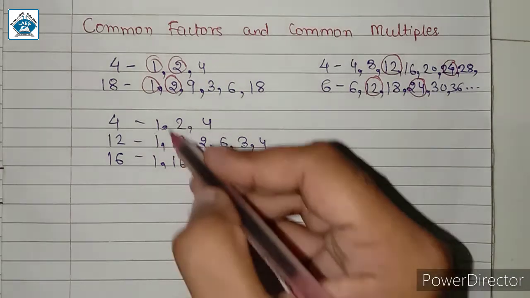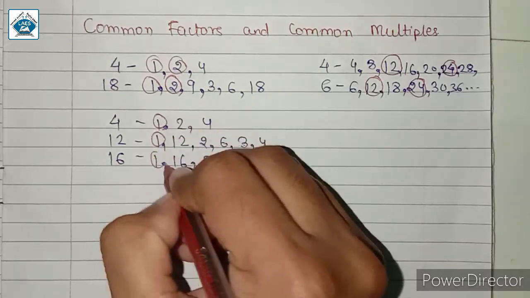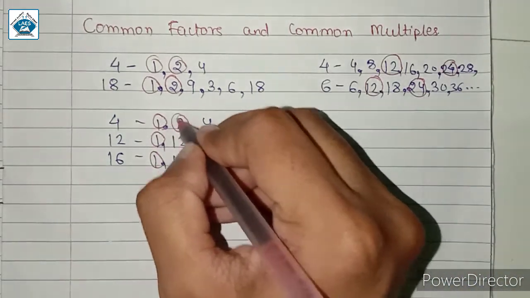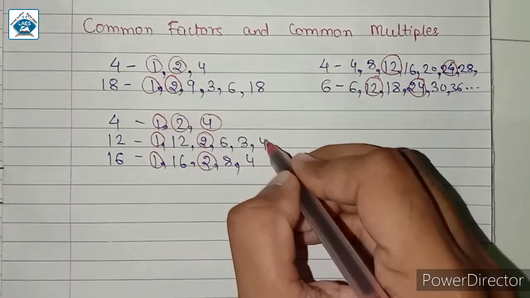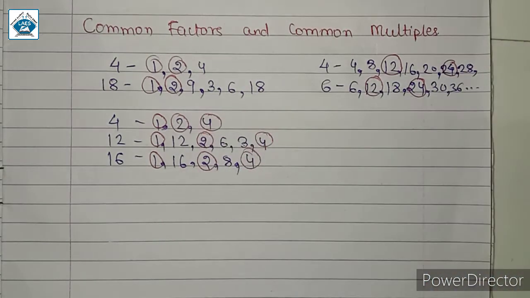Here also we can find that 1 is obviously a common factor of these numbers. Apart from that, 2 is a common factor of these 3 numbers and 4 is also a common factor of these numbers. So here we have 3 common factors. So if we are given 3 numbers, we can find their common factors. Similarly for common multiples, we can find common multiples of given numbers.